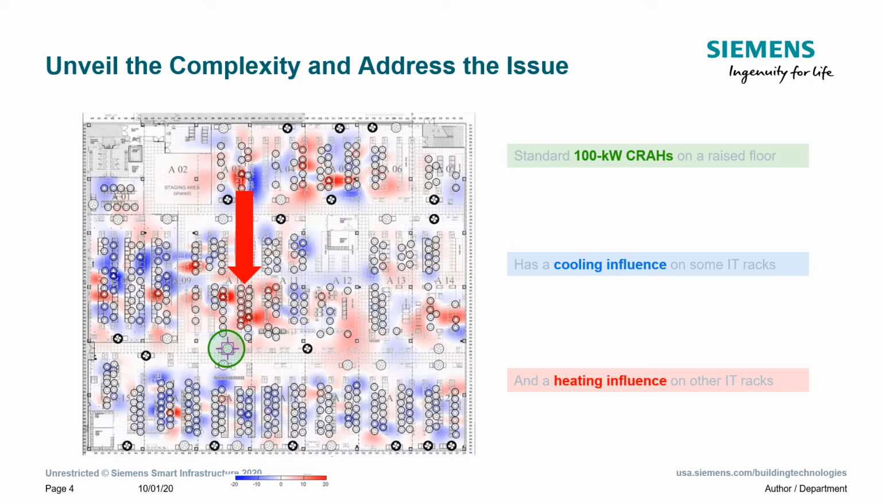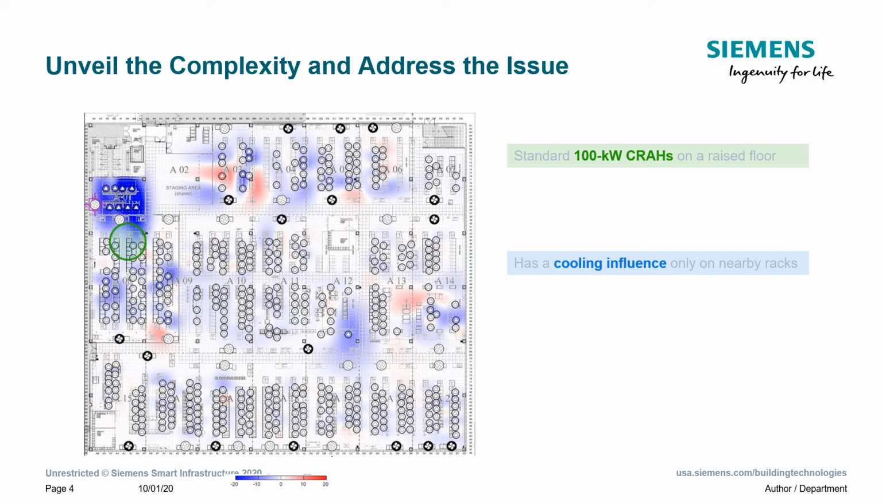There are many reasons that this could be happening. This CRAH may be fighting with other CRAH units. The airflow of this CRAH may cause mixing or turbulence at the rack level. There could be obstructions under the floor that cause pressure differentials. Every CRAH unit in this data center has a different influence in the space. Understanding the airflow in the space is not always obvious.